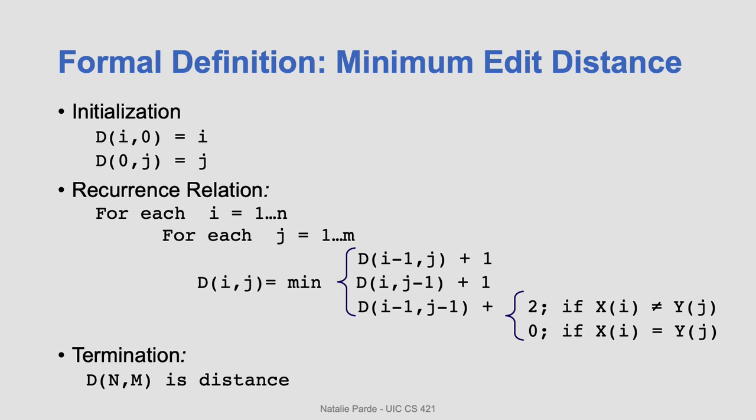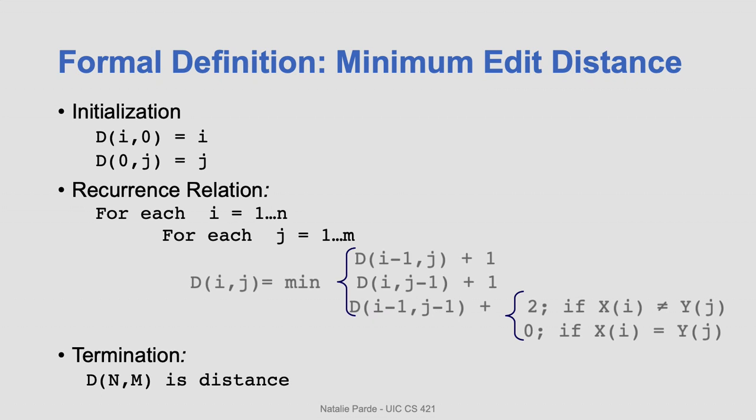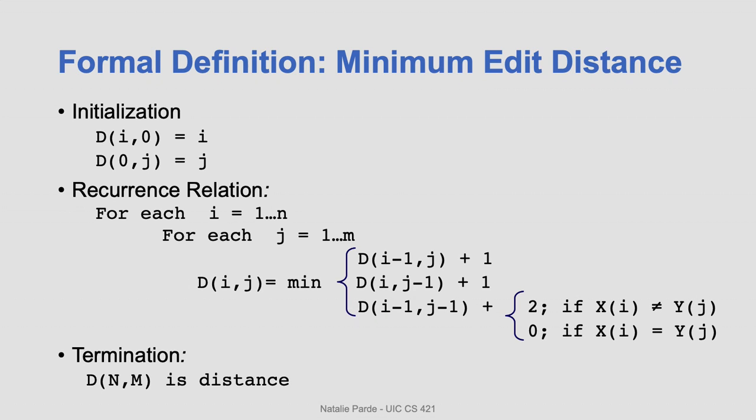Then we enter a recurrence relation. Basically, for every index in the first string and every index in the second string, we compute the distance from string number 1 at index i to string number 2 at index j. The distance is going to be equivalent to the minimum of 3 possible values.